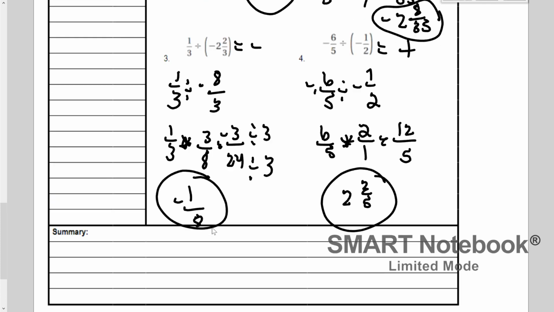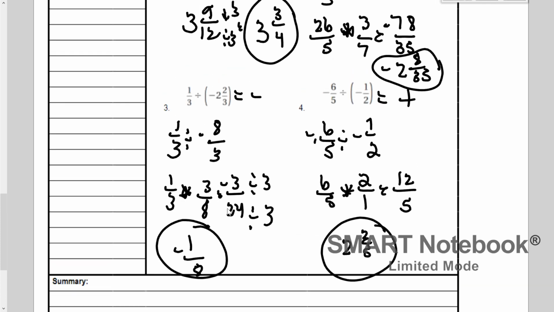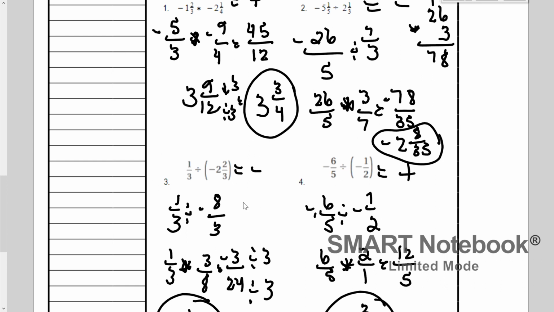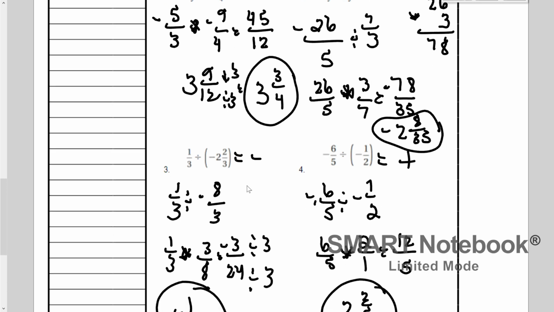All right, so that's how we multiply and divide rational numbers. Same rules as integers, same process as multiplying and dividing positive fractions and decimals. It's just that added step of knowing what sign our answer is going to have.